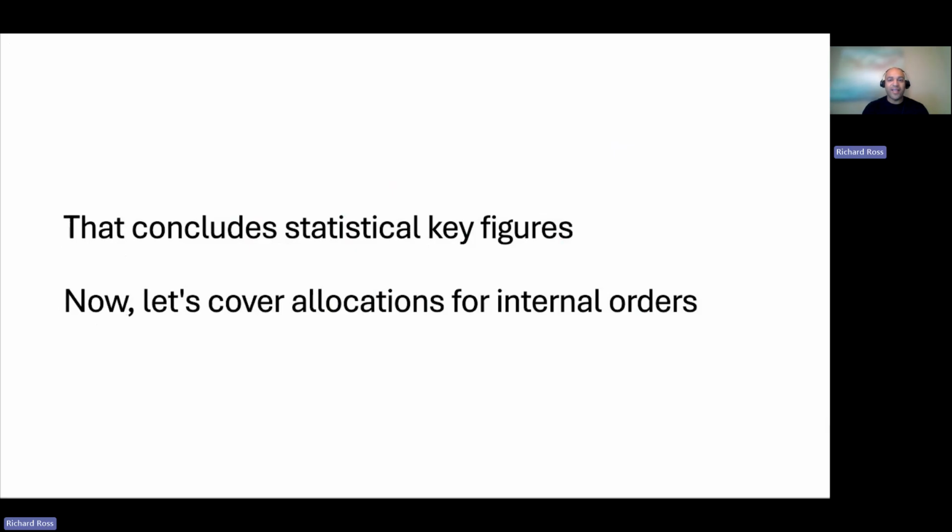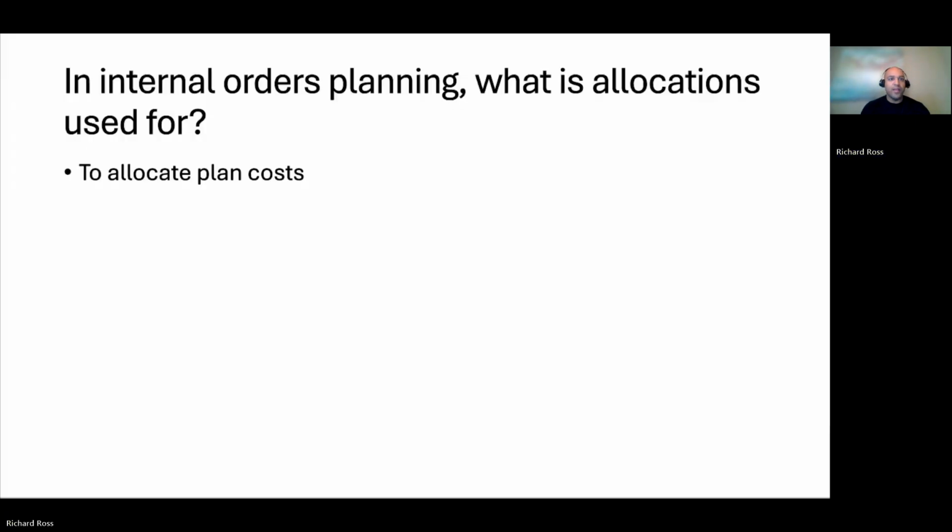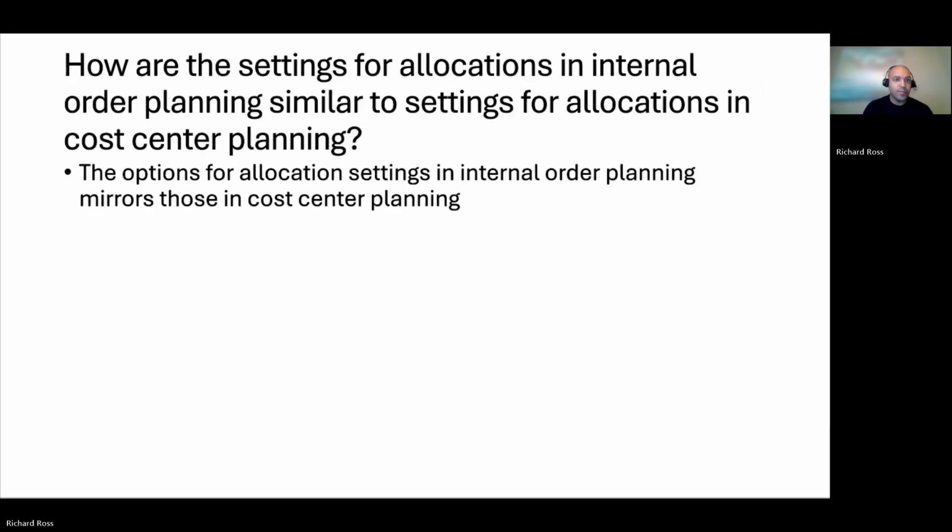Now, let's cover allocations for internal orders. Allocations. In internal order planning, what is allocations used for? To allocate plan costs. How are the settings for allocations in internal order planning similar to settings for allocations in cost center planning? The options for allocation settings in internal order planning mirror those in cost center planning.